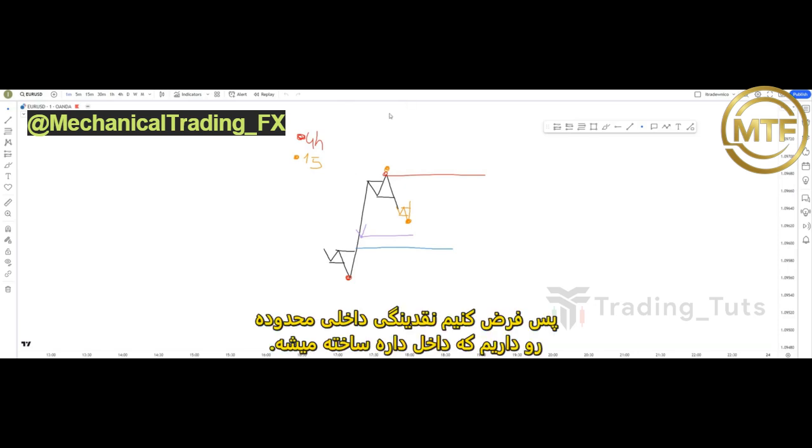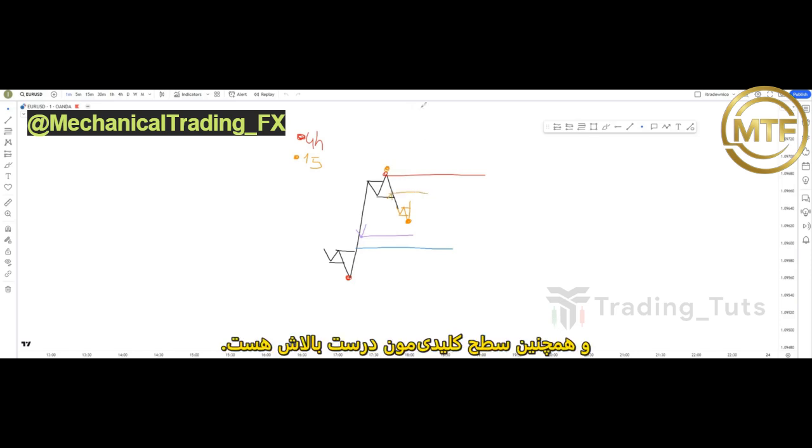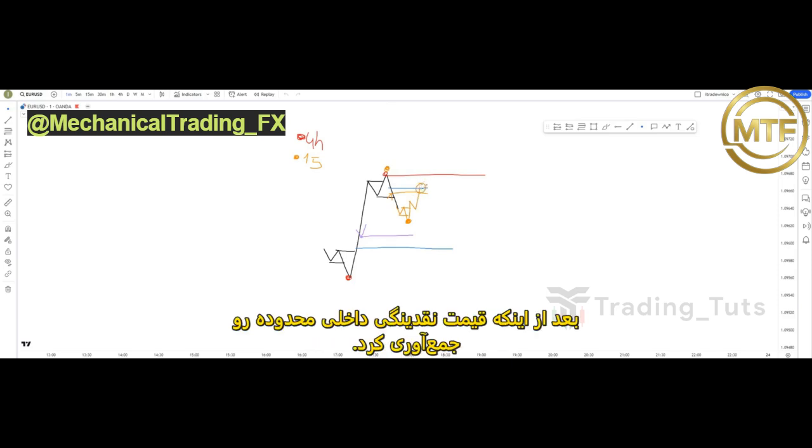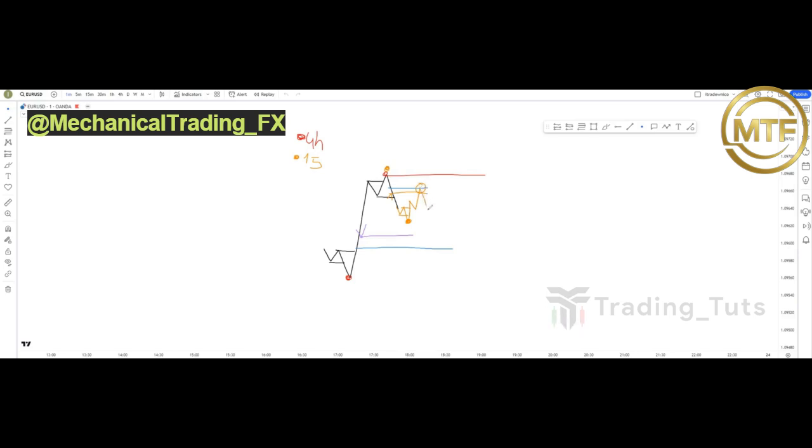So let's say we have internal range liquidity being built inside, and also our key level just above. We're gonna short on our key level after price takes out the internal range liquidity and goes to the target right here.